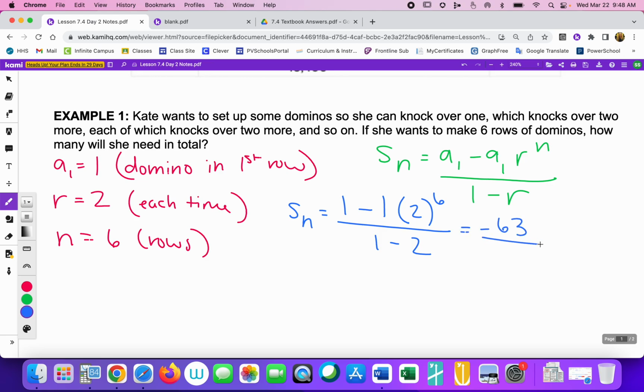That's the numerator. What is the denominator? 1 minus 2 would be a negative 1. So what's negative 63 divided by negative 1? 63. So if she wanted to make that scenario happen, she would need 63 dominoes. Okay. Not too bad. That one was pretty easy.